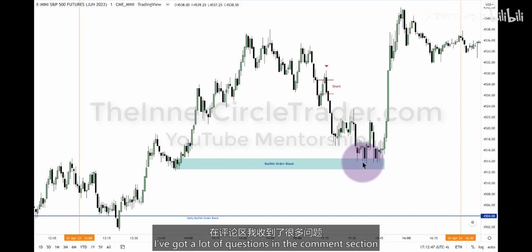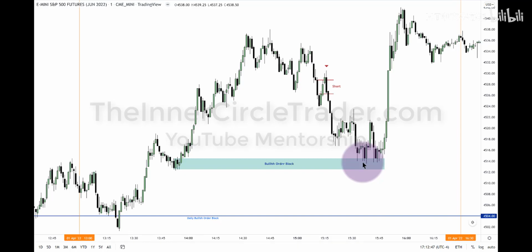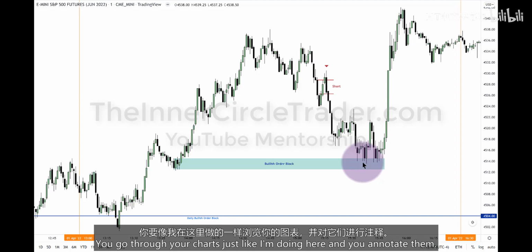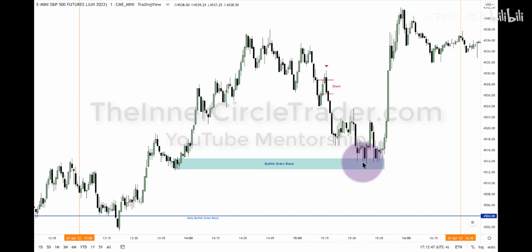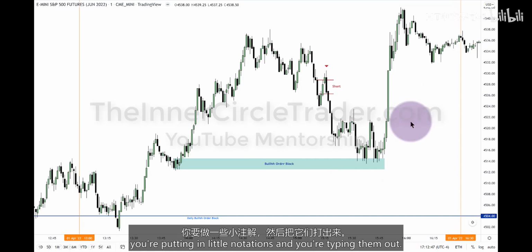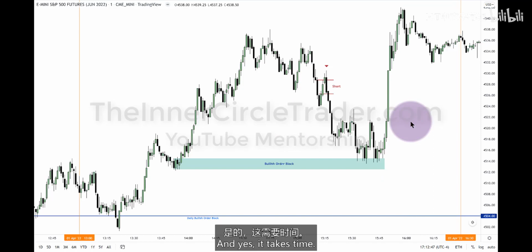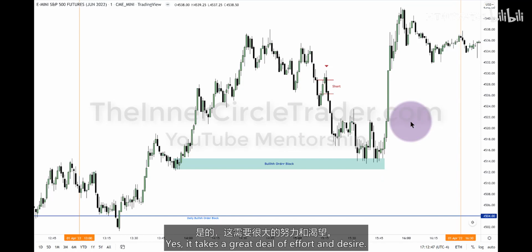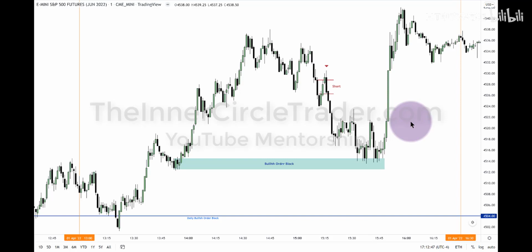And when you do your back testing, I got a lot of questions in the comment section about this as well. You go through your charts, just like I'm doing here, and you annotate them. Now, in all these areas where there's empty space here or over here or over here, you're putting in little notations and you're typing them out. And yes, it takes time. Yes, it's tedious. Yes, it takes a great deal of effort and desire. But this stuff rewards that.